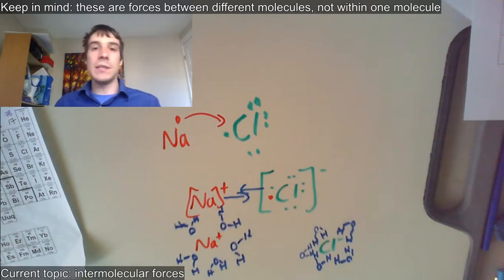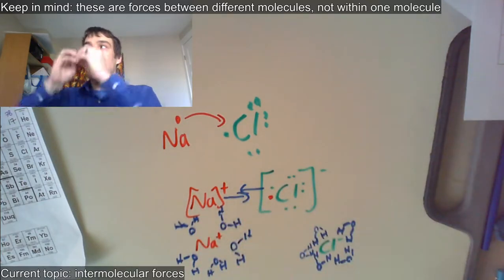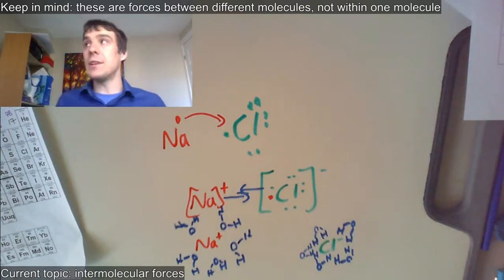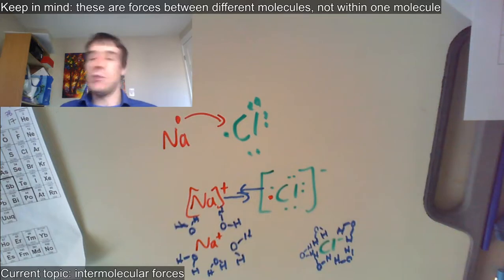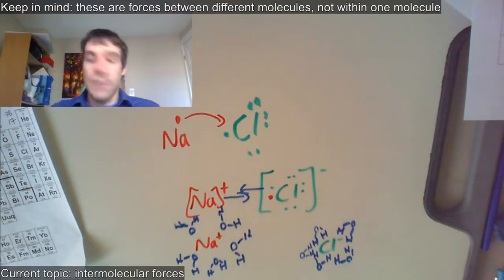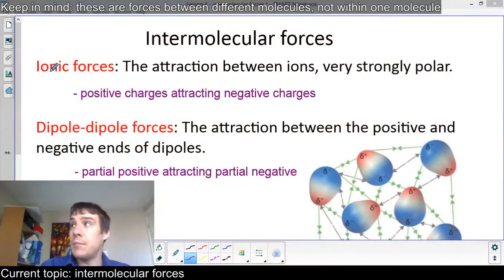When you have molten salt, these guys are free to move. They've got enough thermal energy to go apart from each other and be free to move. This is how they create sodium, actually. They melt salt, and then electrically they put a negative charge in to draw the sodium out. It's very cool. So that's ionic forces. Ionic forces are positives attracting negatives, very strong.